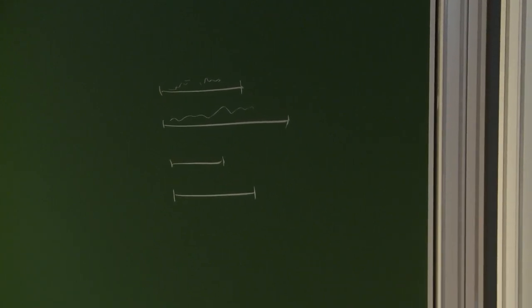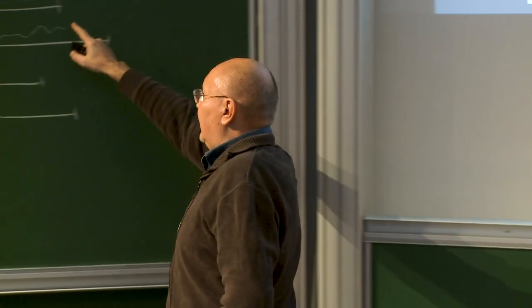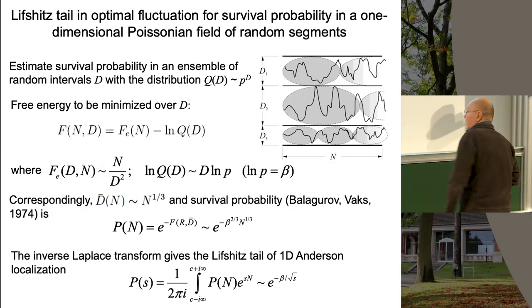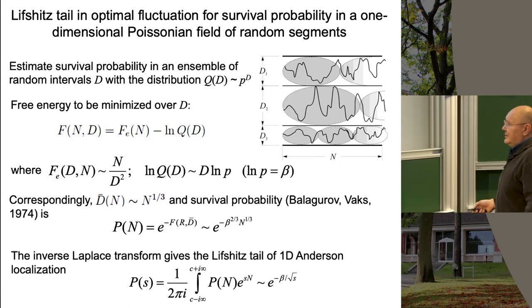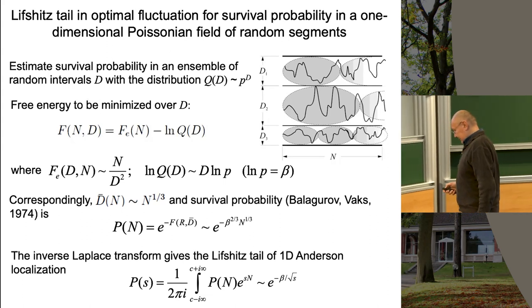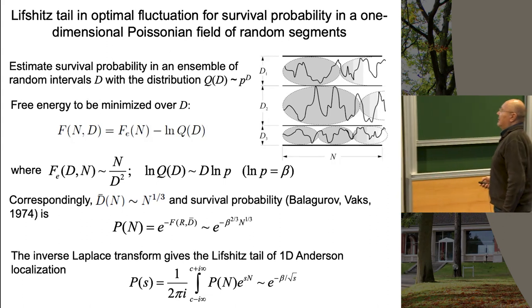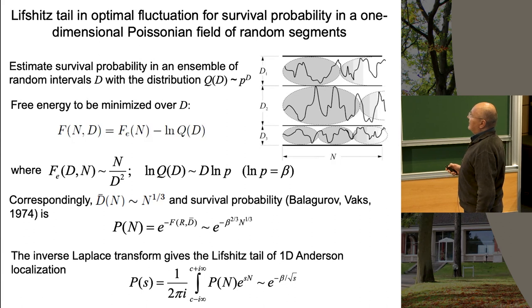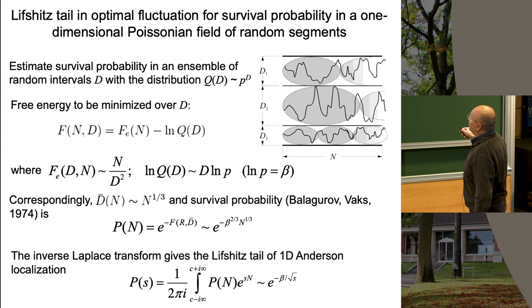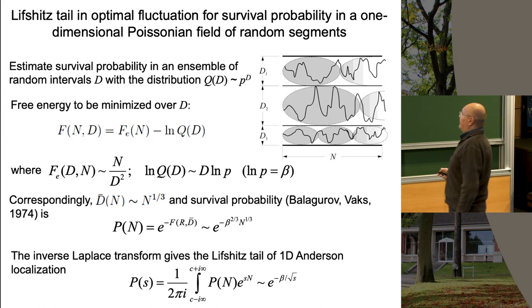Survival probability means that my random walk ends when it touches the boundary. It dies at the boundary. So what would be this survival probability? This estimation is very well known. It can be computed exactly, but there are, again, so-called optimal fluctuations used widely in solid-state physics. This optimal fluctuation method is like balancing the different parts of the free energy. So these are my intervals. This is one interval, this is the second interval, third, fourth, and so on. I just glue them one after another.